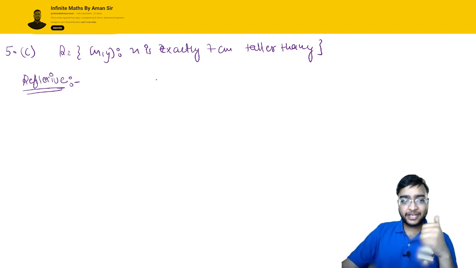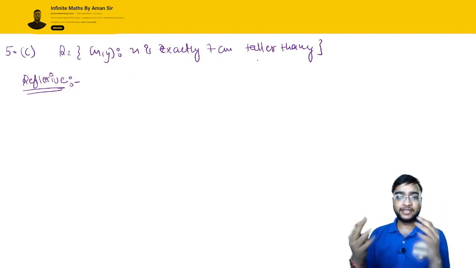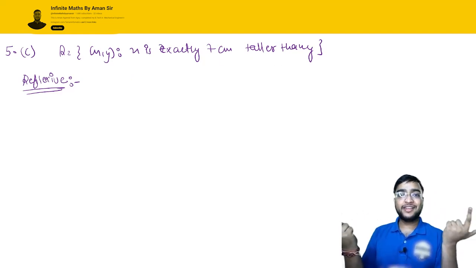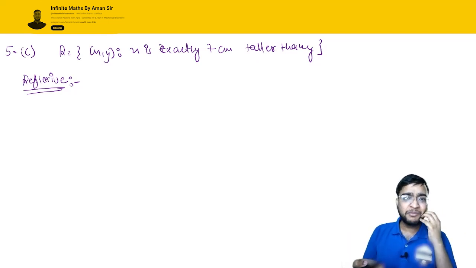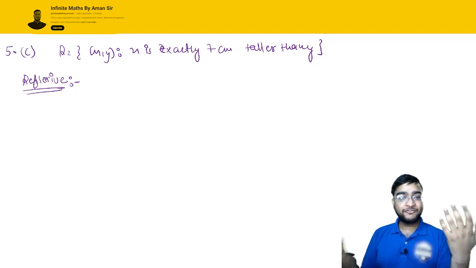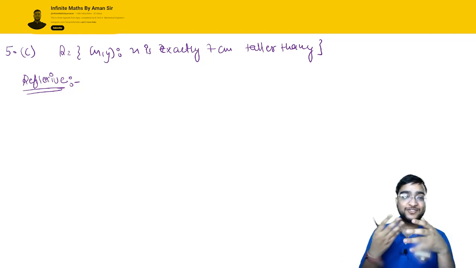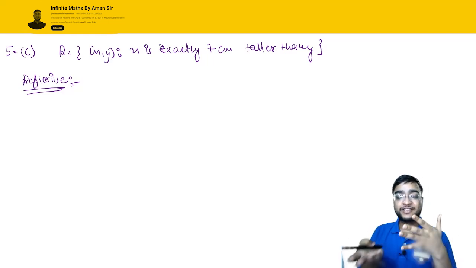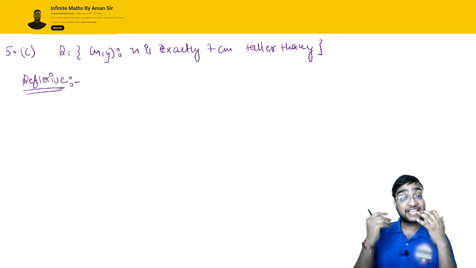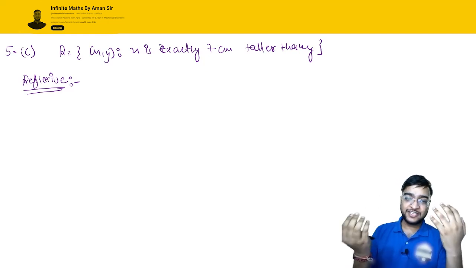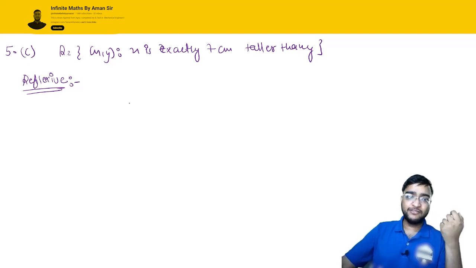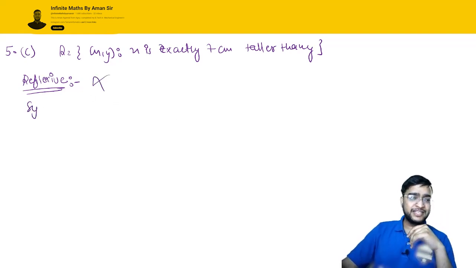If I take the reflexive one, then what can I do? I can say x comma x is in my relation. That's what I'm trying to prove. For this condition, x is exactly 7 centimeter taller than x. If I take it like that, I am exactly 7 centimeter taller than myself. Is this a logical statement? You can say no sir. My height with me is actually equal. It's not 7 centimeter taller or 7 centimeter shorter. It's equal to me. So is this reflexive? You can say no. Whatever you do, go with the statement here only.